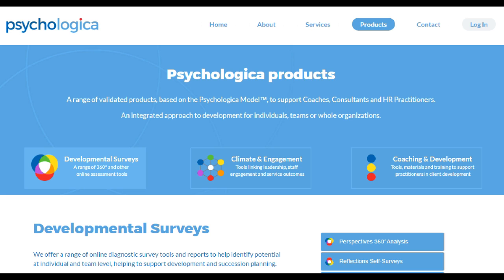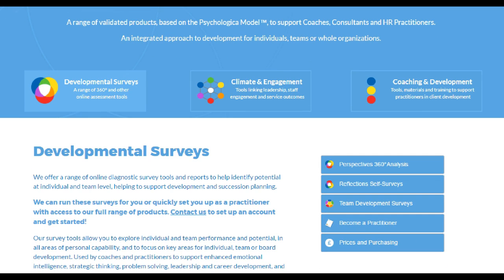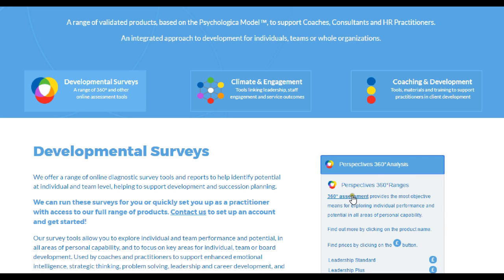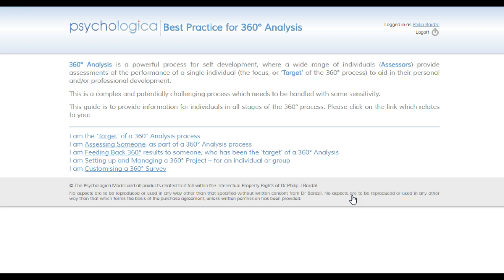360-degree analysis is a challenging process, and projects and feedback should be treated with sensitivity. We suggest that you read the best practice advice available from the product pages of the main Psychologica website. So go to Developmental Surveys, check Perspectives 360-degree analysis, and you'll find a link to a best practice document which gives information from the point of view of the target, someone that's making an assessment, someone that's feeding back, but also setting up and managing a 360 project, and if you need to customize a survey, there's some advice there also.